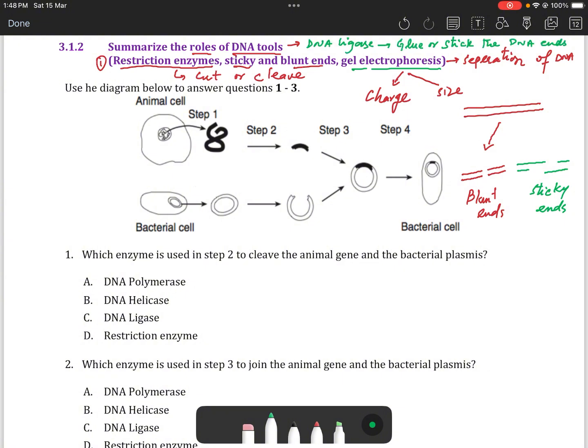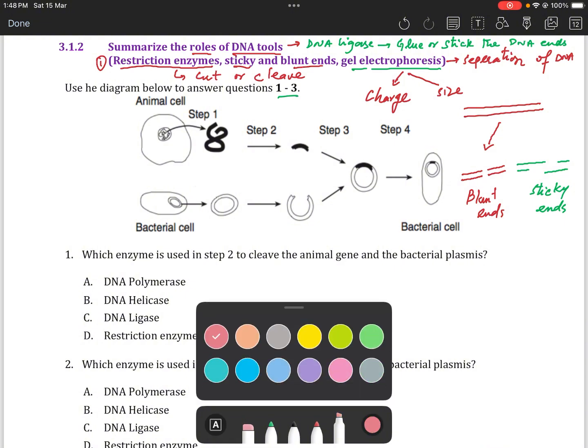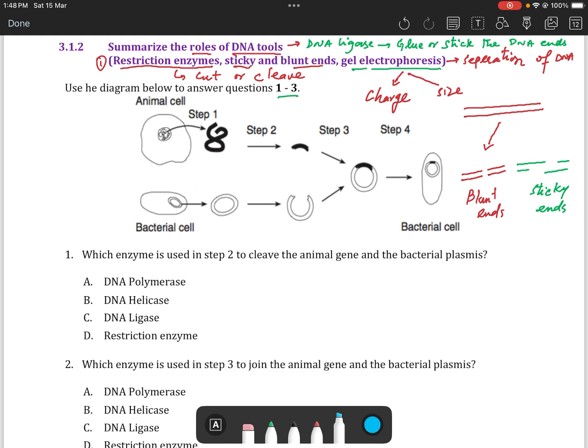Use the diagram below to answer questions 1 till 3. So the most important thing that you need to notice is steps. It's not working on the image, it's okay, I will just go with the pen. So we have here step 1, then step 2, then step 3, and step 4, and these are the 4 steps that we will describe later in the image below. There is one more question where we have to describe them. So we need to know what is happening in step 1.